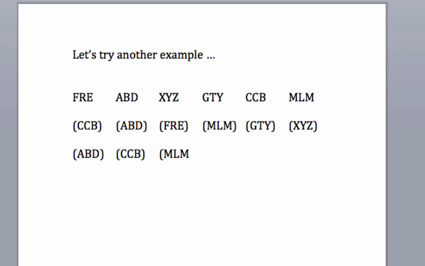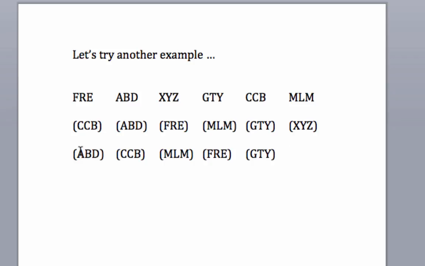The next group would be MLM. There is no other L. Then the next group will be the words that have R in the middle, and there is only one, and that's the FRE. My next bucket will be, again, going through the alphabet. Go to S, there is none. T, and I find GTY.